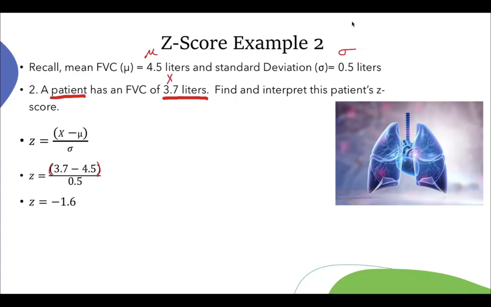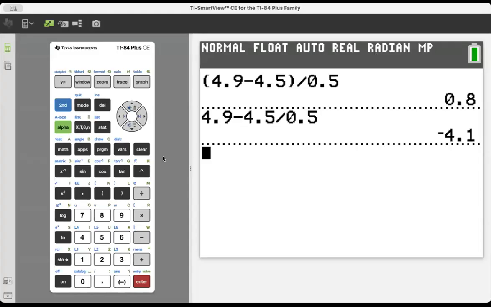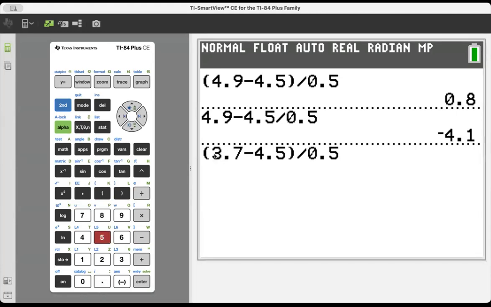Okay, I'll show you on the calculator doing this. So we have 3.7, the patient's forced vital capacity, minus the mean, 4.5. Close the parentheses and divide by the standard deviation 0.5. Now, before we even get an answer, 3.7 is below the mean. So we expect a negative z-score to come out of this calculation because the person's forced vital capacity is on the left side of the mean, the left side of the center of the distribution. If we don't get a negative, we would want to come back and check our work.